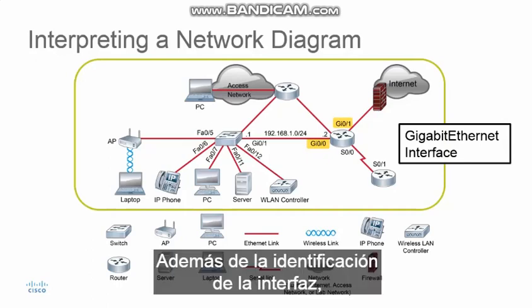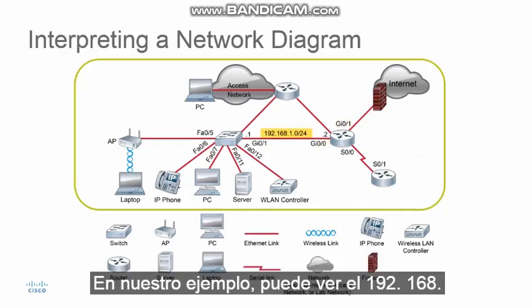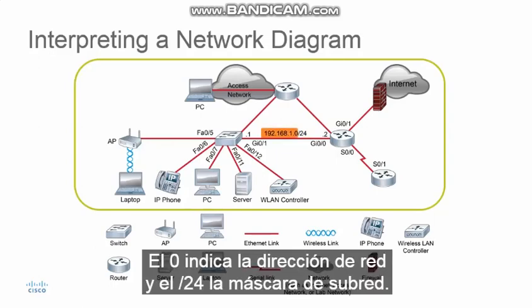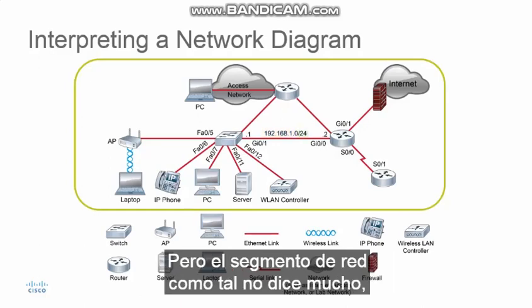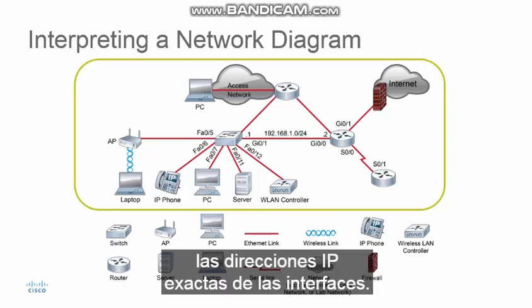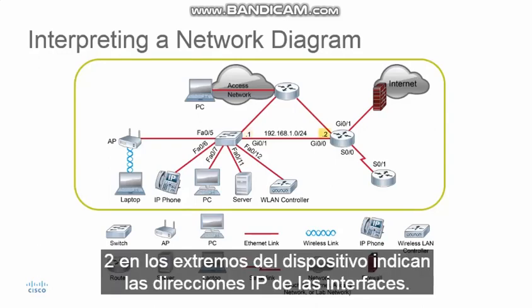Besides the interface identification, it is common to include the network address of the segment on the diagram. In our example, you can see the 192.168.1.0/24 network segment. Here the IP address 192.168.1.0 indicates the network address and the /24 indicates the subnet mask. But the network segment as such doesn't tell you much, so you normally include also the exact IP addresses on the interfaces. So in our example, .1 and .2 at the device ends indicate the IP addresses of the interfaces.